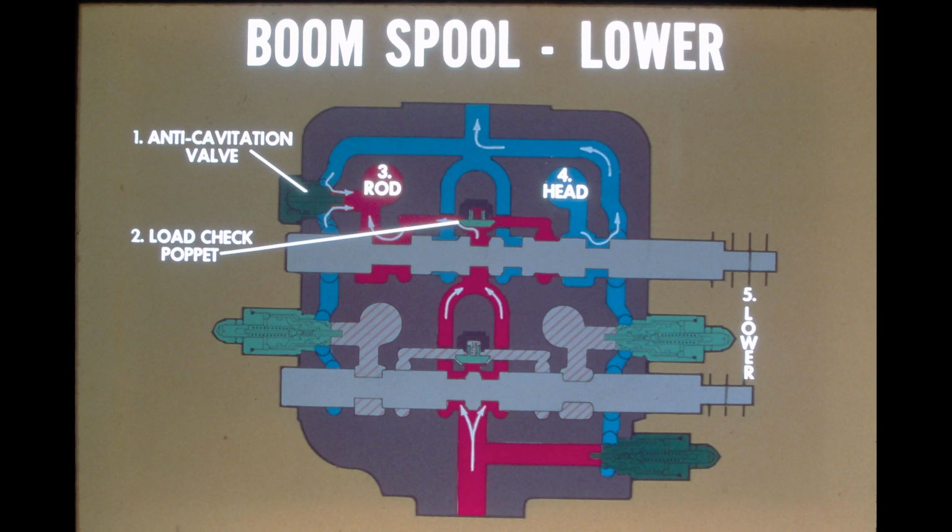When the boom spool is shifted to the raise position, the flow of oil to the cylinders would be reversed. The pump flow will go to the head side of the cylinders, and return oil will come from the rod side.